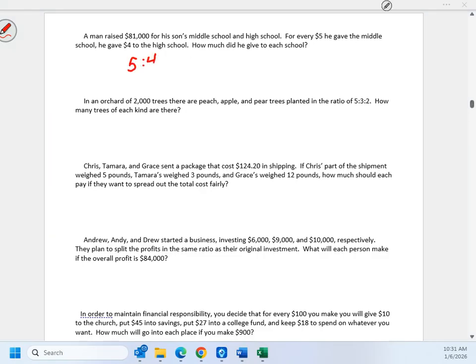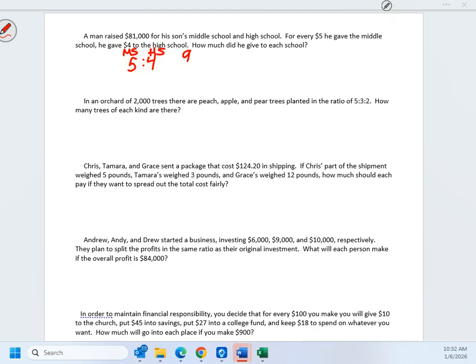But I need to know, because I need to say how much he gave to each school, I'm going to label it. That 5 goes with the middle school, and the 4 goes with the high school. So I'm going to label my ratio so I keep straight which number goes with which part. Then Gavin said, well, we need to add those together. So 5 plus 4 gives me 9. What do I do with that 9?